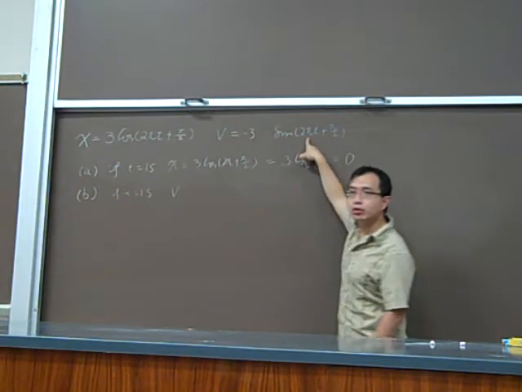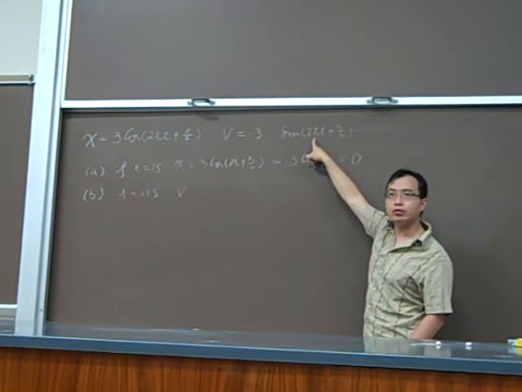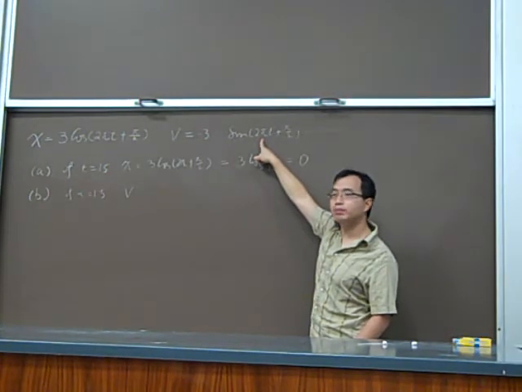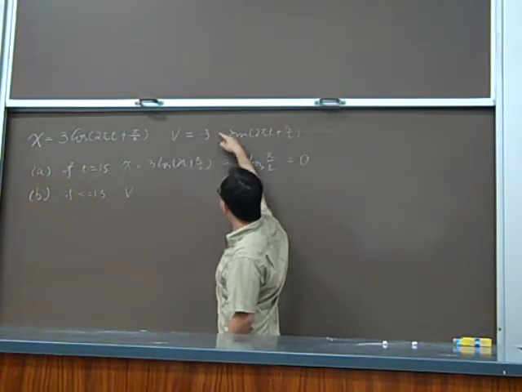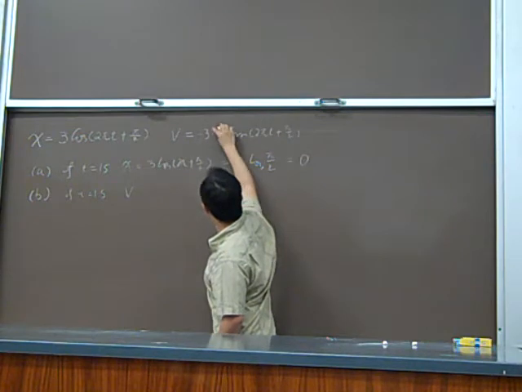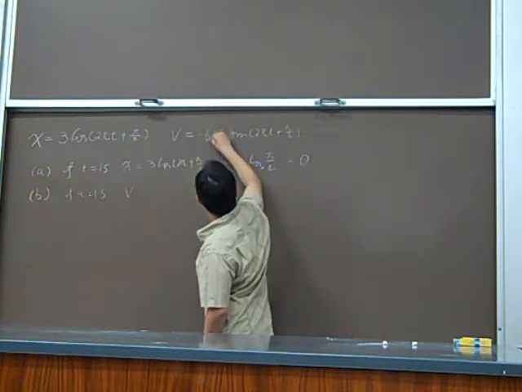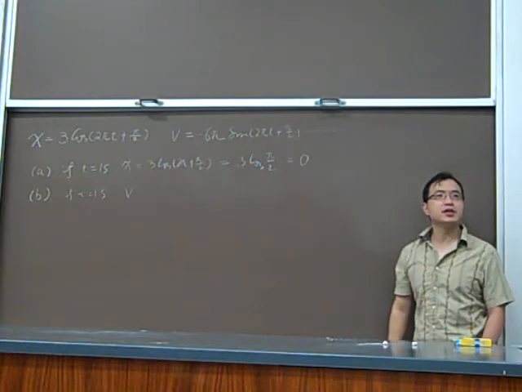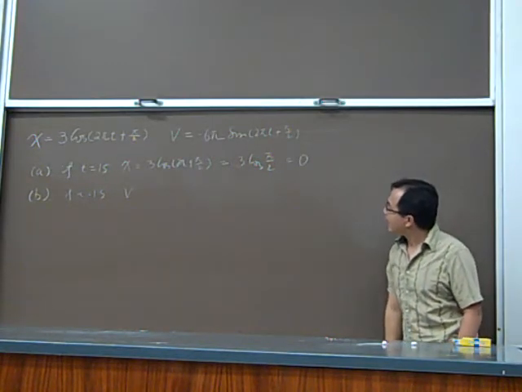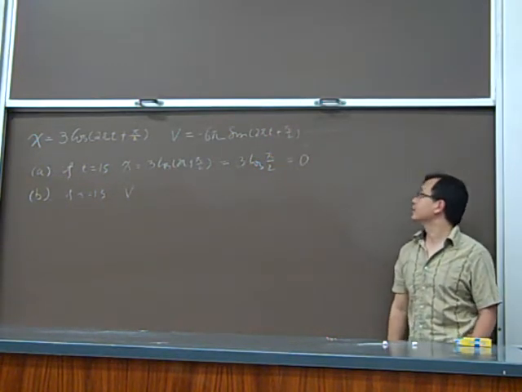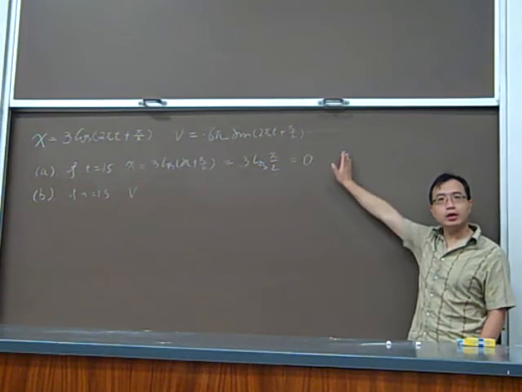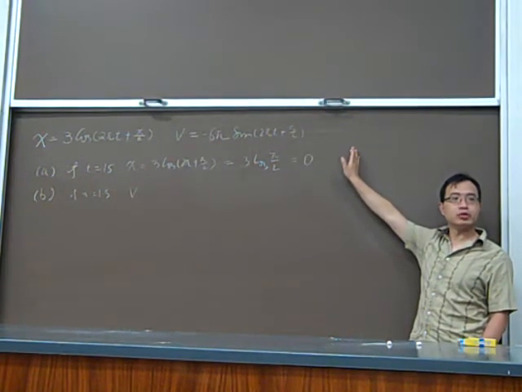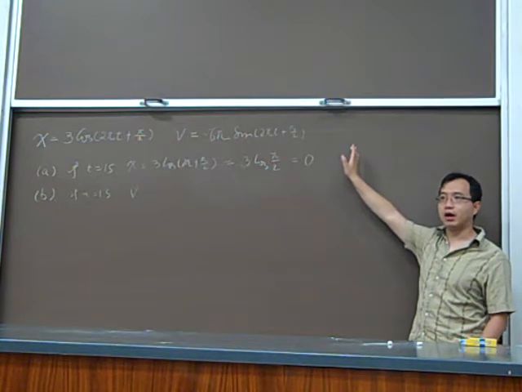And then you further take the derivative of 2 pi t, so you will get a 2 pi in front. 3 multiplied by 2 pi means 6 pi. Okay. So the velocity function is negative 6 pi sine of 2 pi t plus half pi.